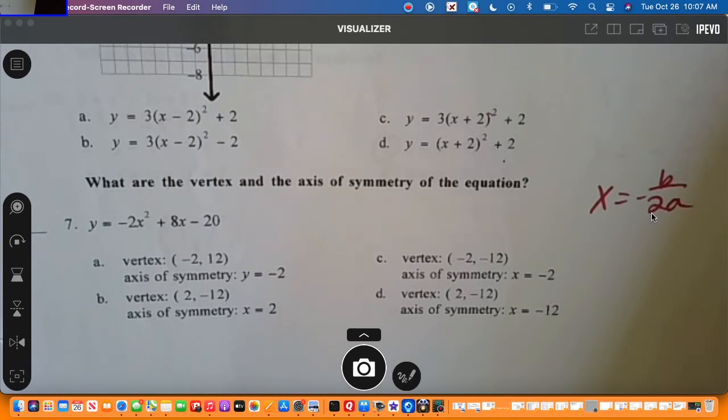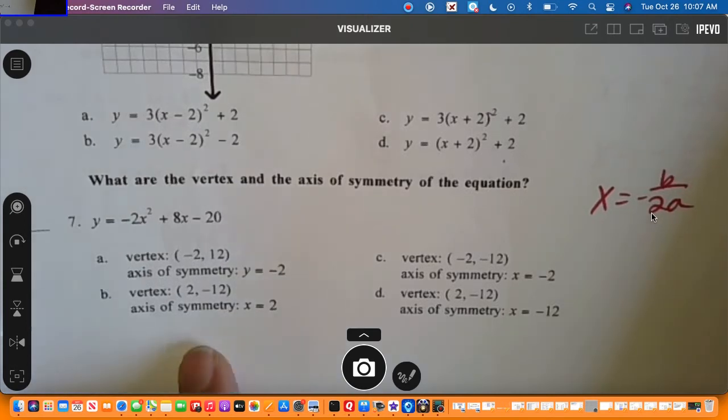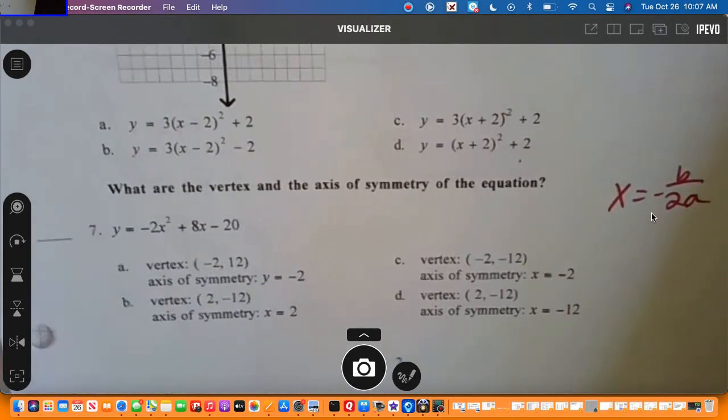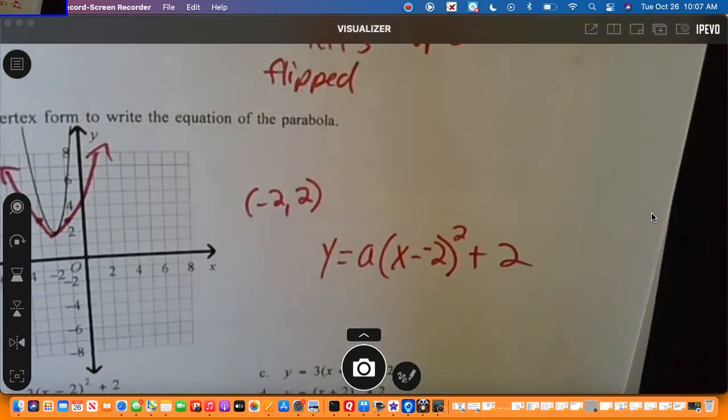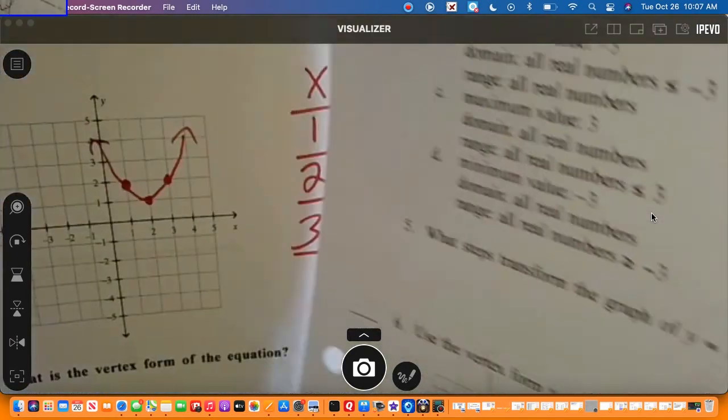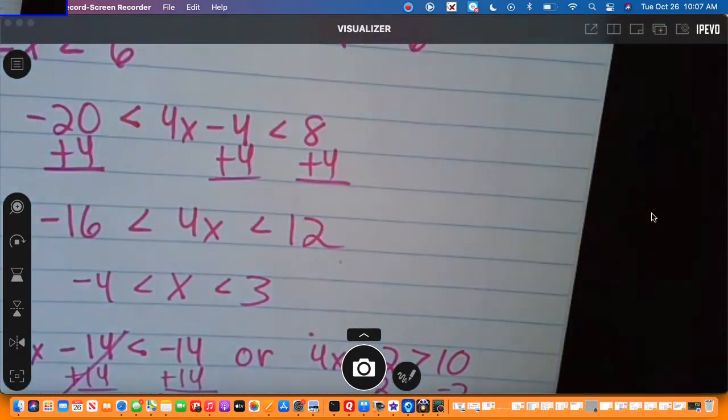Okay, so you can do that several ways. Are we okay with that one? 2, negative 12. I got 1.9, but you can see from your answer choices that it would be 2. Will you write x equals negative b over 2a? I will write that.